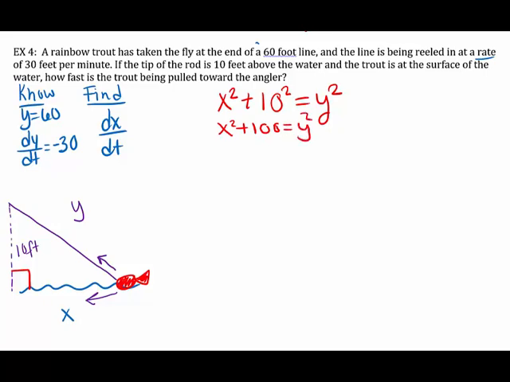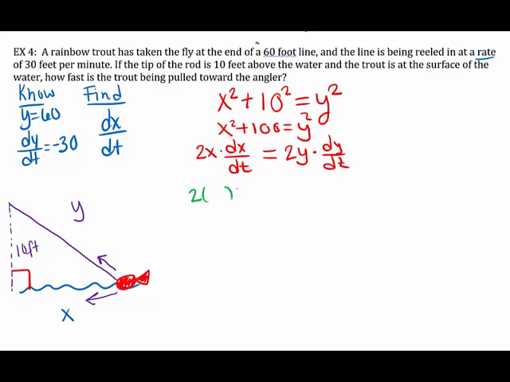And so now I'm going to take the derivative of this thing. The derivative of x squared is 2x, and then we have to multiply it by dx/dt. The derivative of 100 is 0, and the derivative of y squared is 2y times dy/dt. Now I have to plug things in.